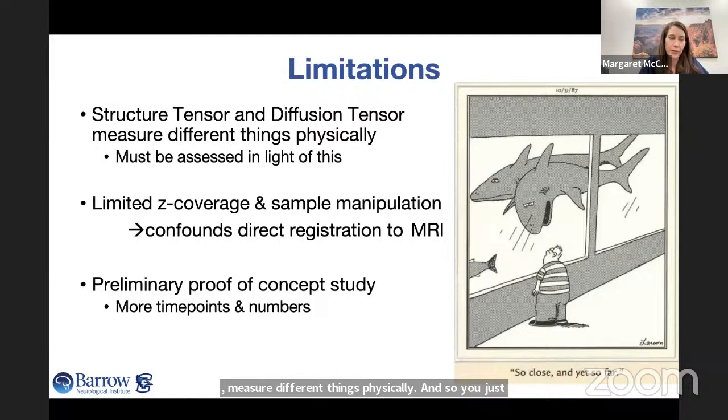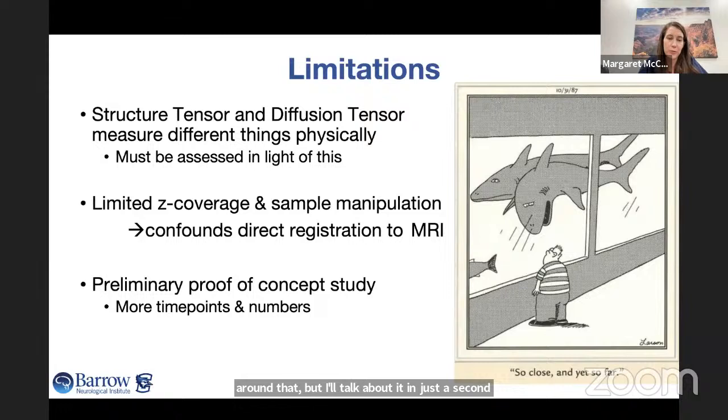The other thing we encountered is, as I mentioned, we were initially starting with whole mount, but we ended up slicing the tissue at 120 microns. And so that gives us a limited Z coverage and also means that I'm having to manipulate the sample quite a bit during this processing. So that confounds the direct registration to the MRI. And we've found creative ways around that, but we'll talk about it in just a second with the future directions. But that is one other setback here.